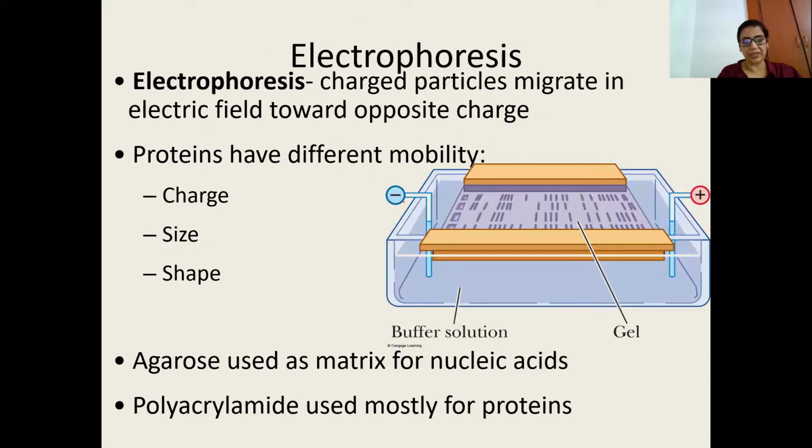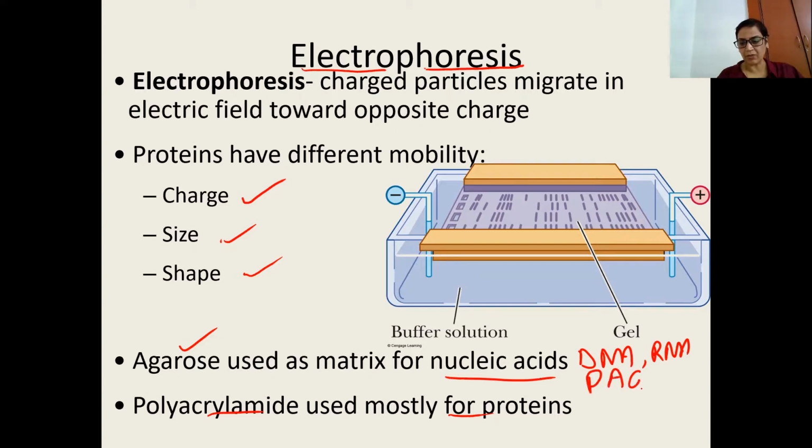Then comes electrophoresis. Phoresis is movement in the presence of electric current. So electrophoresis is the movement of molecules when an electric current is passed through it. And they can be separated on the basis of charge, size, or shape. Obviously, we use a gel in that. So gel is of two types. One is agarose, which is used for nucleic acid separation of DNA or RNA. And polyacrylamide gel is mainly used for proteins, whether it is native PAGE or SDS. So that depends.